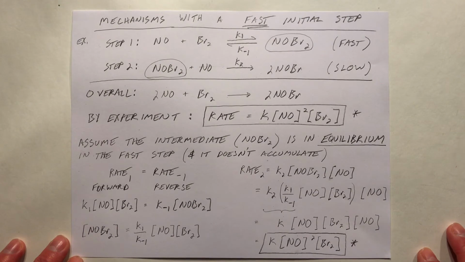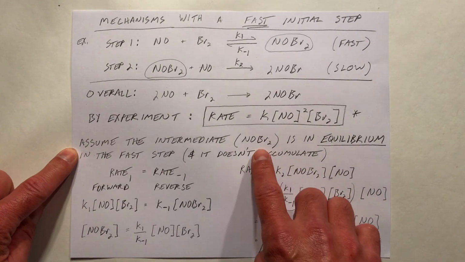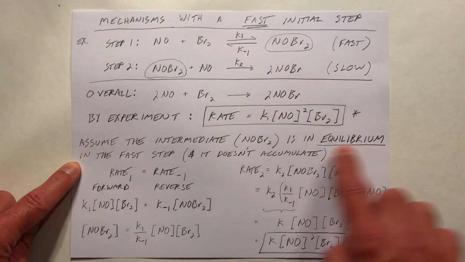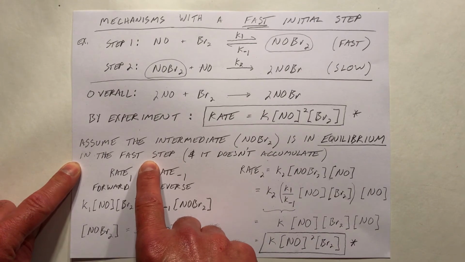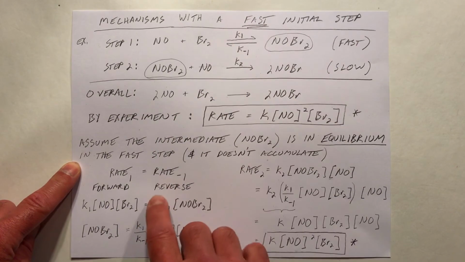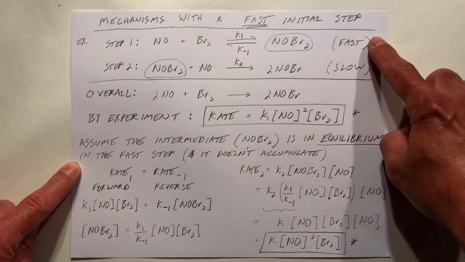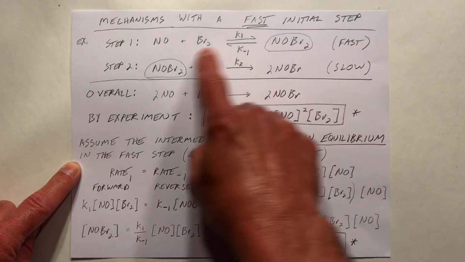Now, to do that, we have to make some assumptions. Let's assume that the intermediate, NOBr2, right here, is in equilibrium in the fast step. And that's a technique that we're always going to use when we have a fast initial step. Or in other words, when the rate determining step, the slow step, is not the first step. We're going to assume that the fast step has an equilibrium going on.